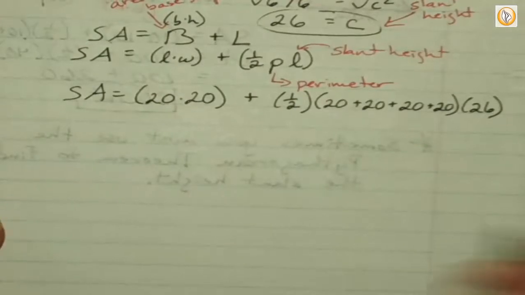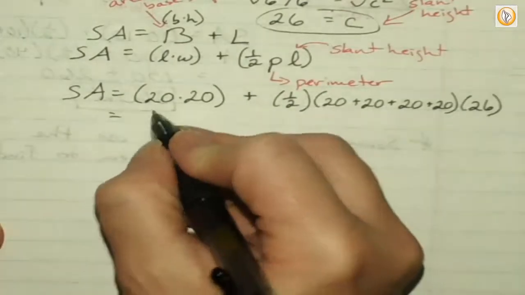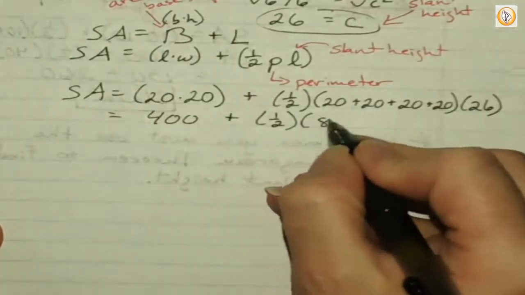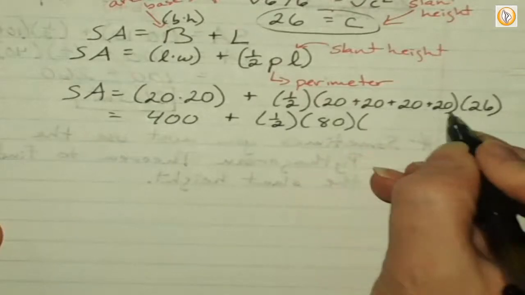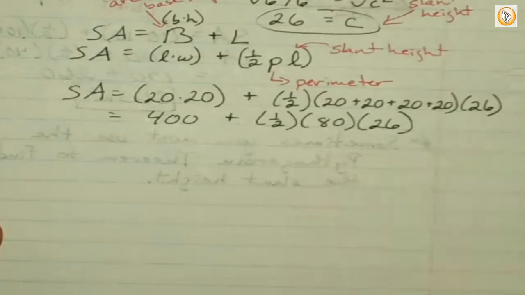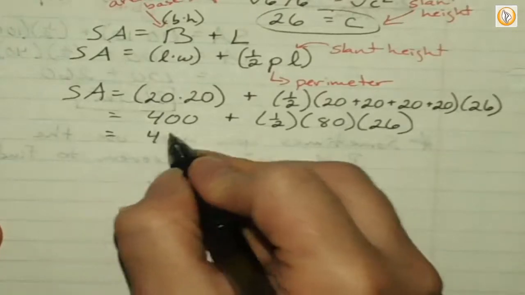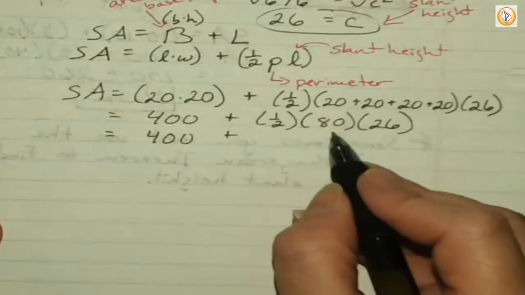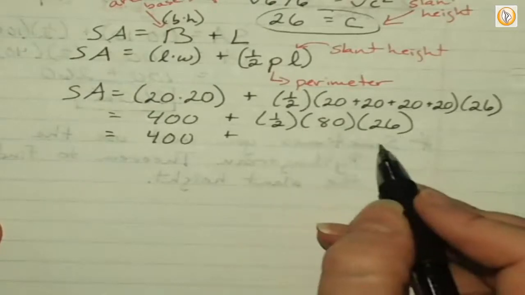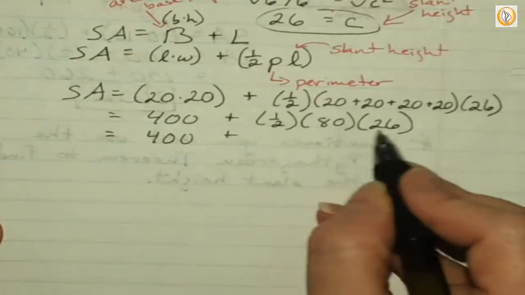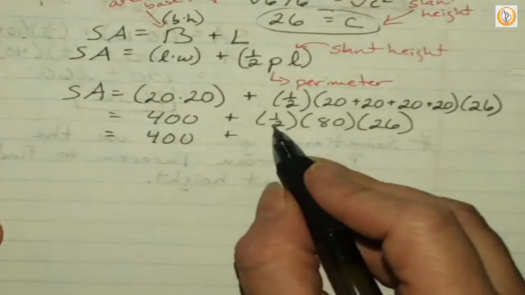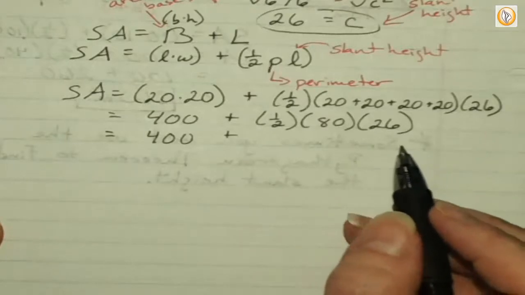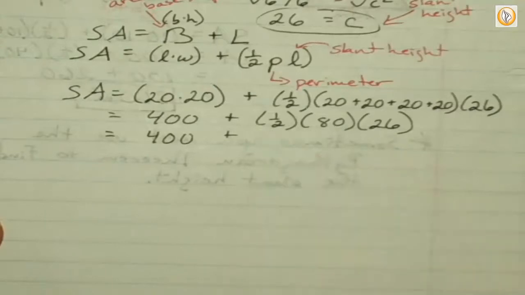All right, so now let's solve. 20 times 20 is 400 plus a half times 80, because 20 and 20 and 20 and 20, 20, 40, 60, 80 times 26. So boys and girls, which do I do first? 1/2 times 80 or 80 times 26? What would you think I would do? 80 times 26, and then you can divide by 2 or multiply by half, however you want. Would it matter? No, it wouldn't. But for your sanity, sometimes it's better to do everything else and then do the half.